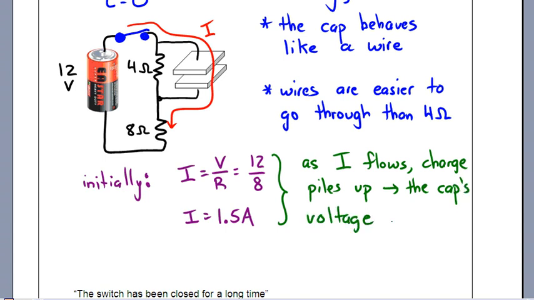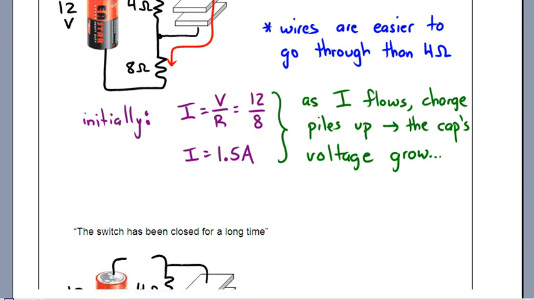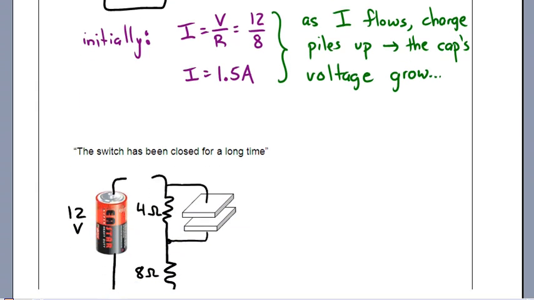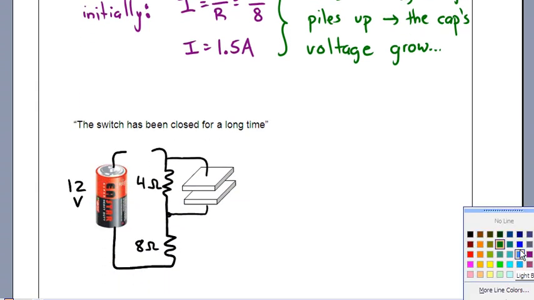And that acts like a deterrent to stop the current from going that way. Okay, well, let's say you've now waited forever, way more than 5 time constants. So the switch has been closed for a long time. That's the kind of phrasing that you'll hear in physics stories.